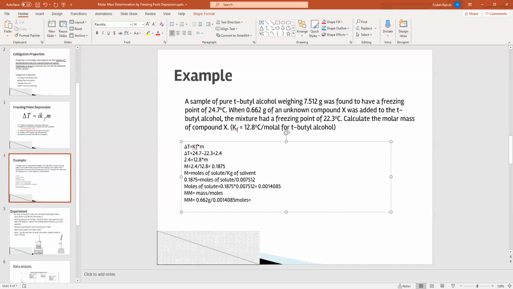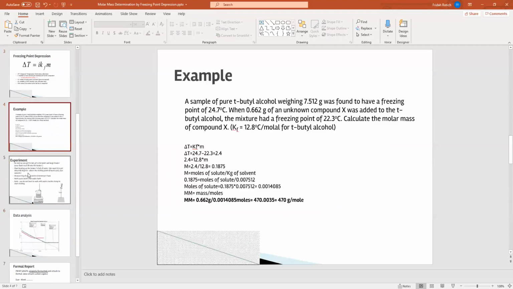And the final value that I have is 470.0035, which you can just say is 470. Let's say 470 grams per mole. All right, so we arrived at our desired molecular mass.